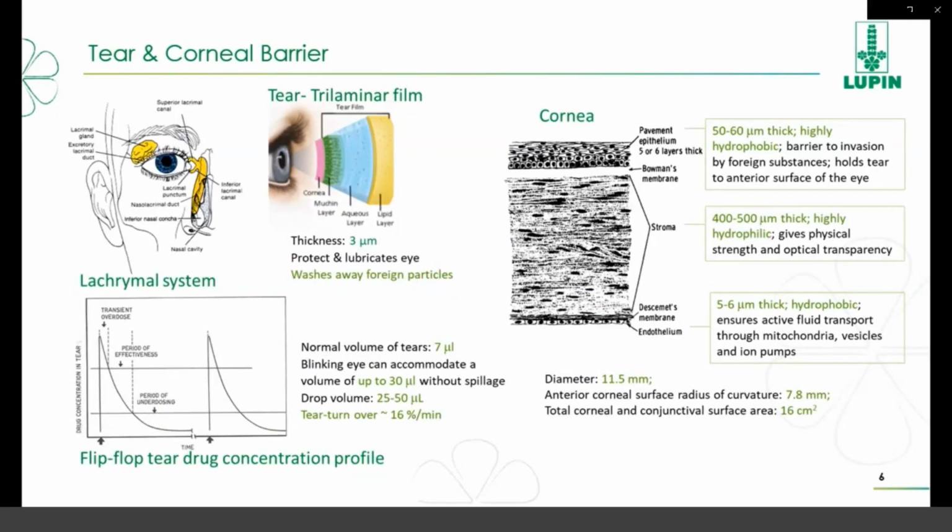The 3 micron thick layer is unique in its structure, with the inner aqueous layer sandwiched between the outer lipid layer and the inner mucin layer. We human beings blink 12 to 15 times a minute, which results in a tear turnover of around 16% per minute. So while the primary function of tear is to provide protection and lubrication to the eye, in response to external stimuli like administration of a topical drop, the eye reacts with excess tear turnover and blinking.